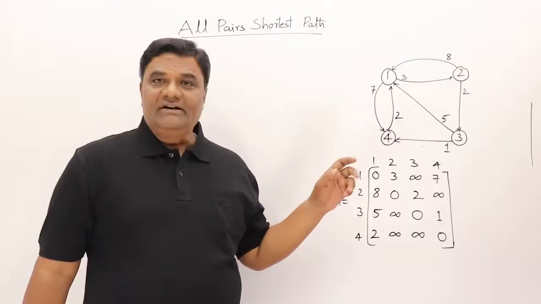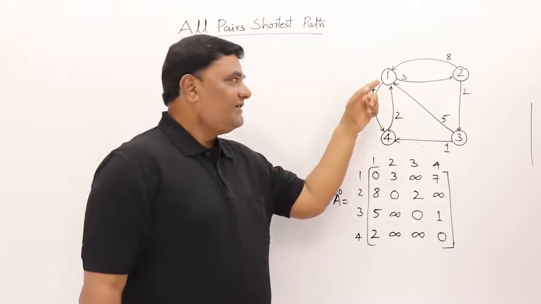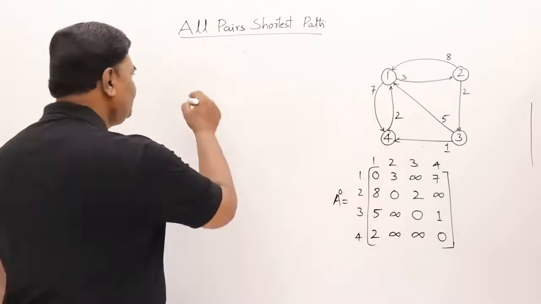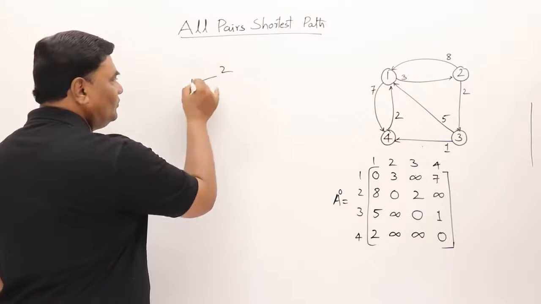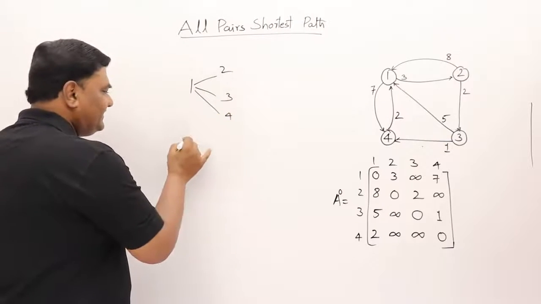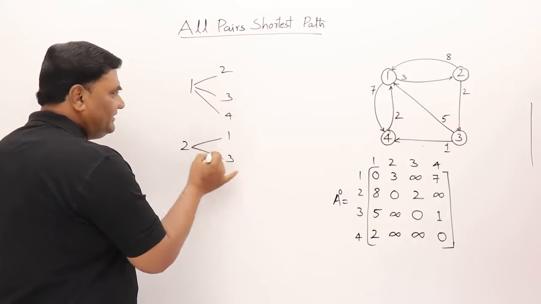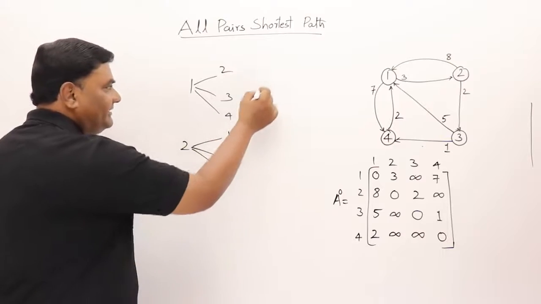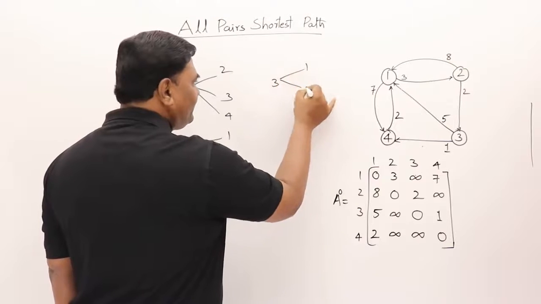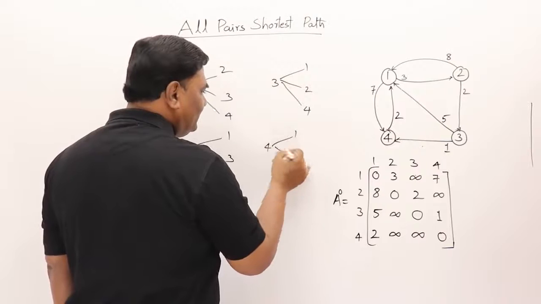The problem is to find the shortest path between every pair of vertices. Let us say the starting vertex is 1, then I should find a path from 1 to 2, 1 to 3 and 1 to 4. Then again, selecting 2 as a starting vertex, I should find a shortest path to vertex 1, 3 and 4. Similarly, from 3, I should find a shortest path to 1, 2 and 4, and from 4 to 1, 2 and 3.